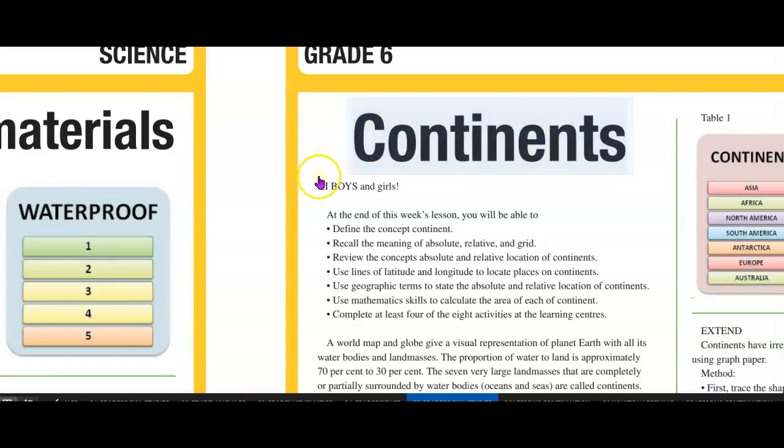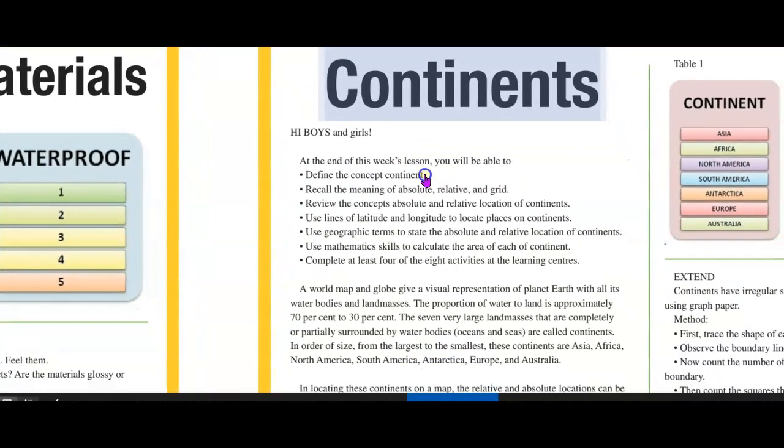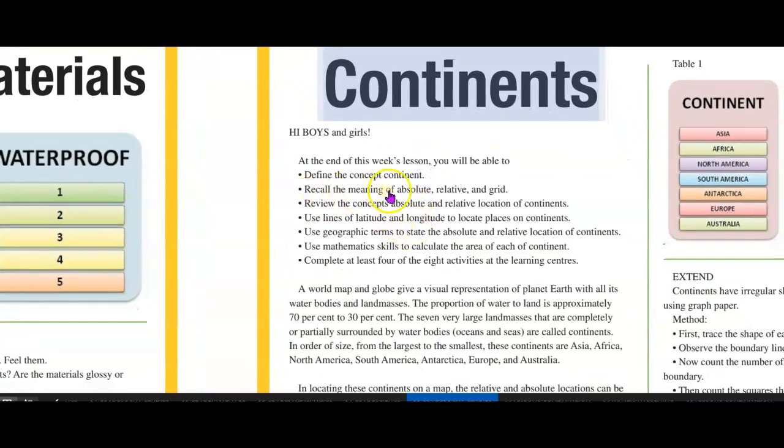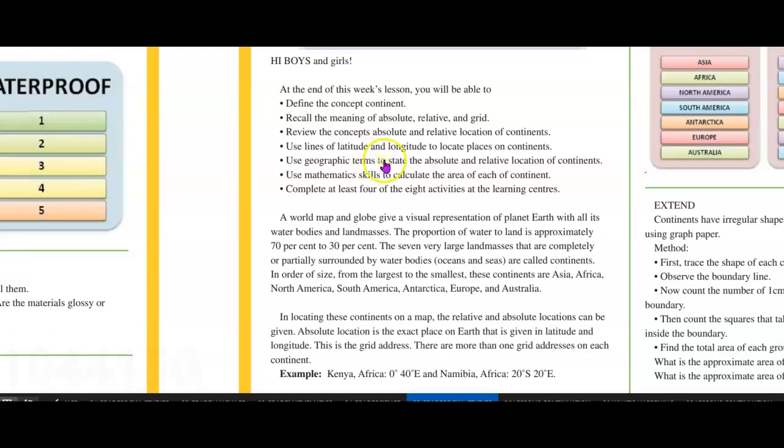So in this episode, we were looking at continents. At the end of this lesson now, you should be able to define a continent. You should be able to recall the meaning of the word absolute, relative, and grid. You should be able to use lines of latitude to locate places on the continents, give the geographic terms to state absolute and relative locations of continents, and use your mathematical skills to calculate the area of each continent. And, of course, completing activities at the learning centers.